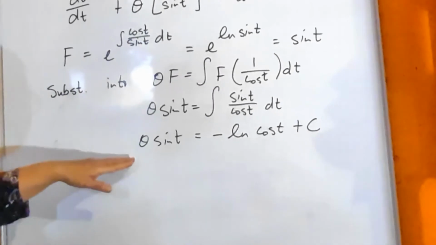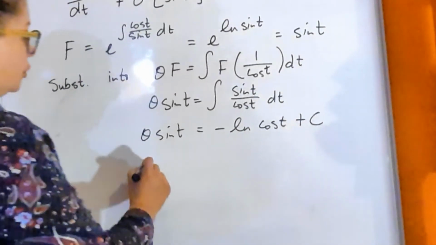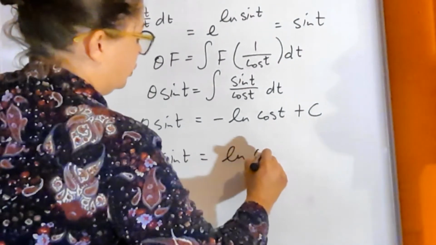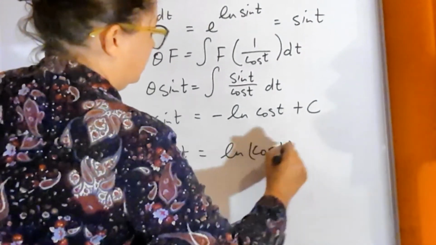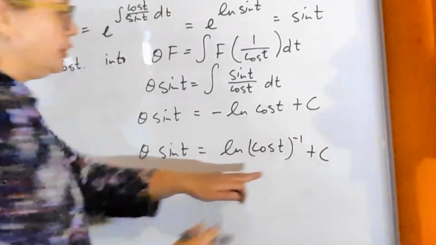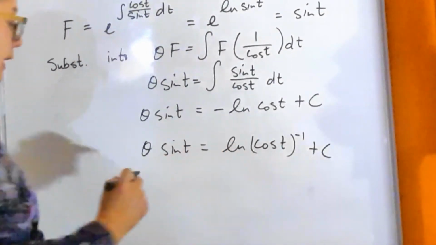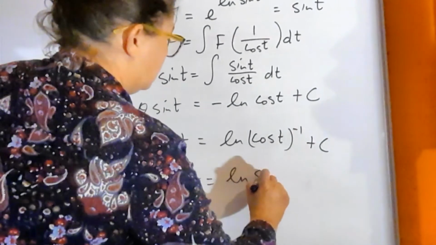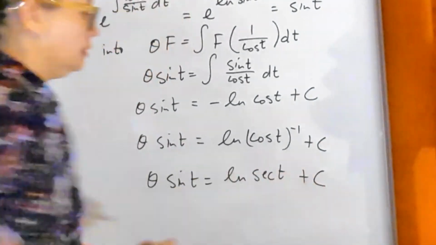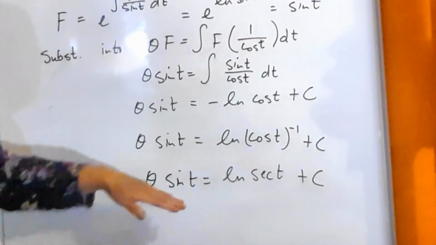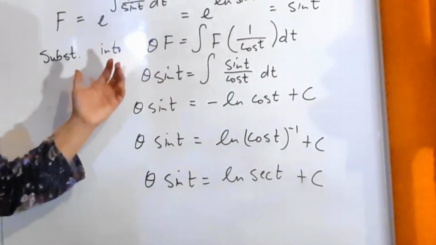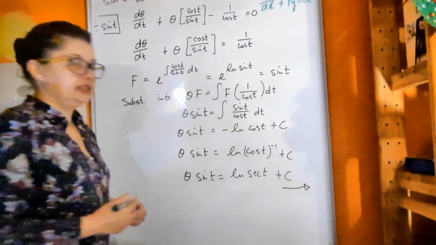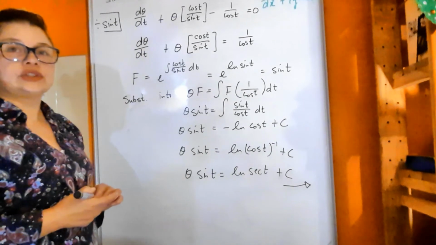Right? Now, your answer can also look like this, which is cos t to the minus 1, which means it's just the reciprocal of that, which is the same as sec t plus c. Right? So either one of these answers, they're the same thing. The form is just different. And that is the general solution for the differential equation.